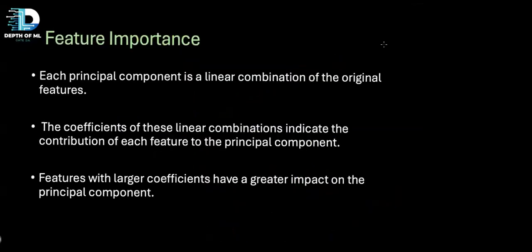Fine. So each principal component is a linear combination of the original features. The coefficients of these linear combinations indicate the contribution of each feature to the principal component. Features with larger coefficients have greater impact on the principal component, right? So this is feature importance. Along with the explained variance ratio, we can actually give a number to feature importance. So explained variance will give you a very good idea about the feature importance.